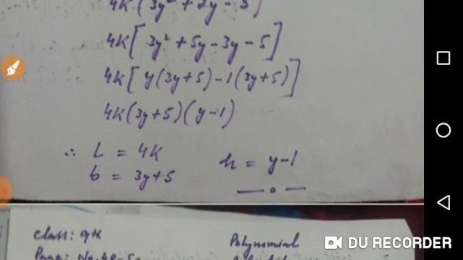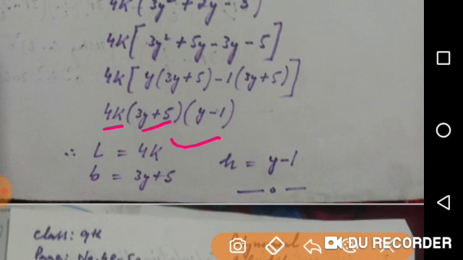Now since we have to get the dimensions, so length will be what? 4k. So 4k is our length. Breadth will be 3y plus 5. Okay, and the third dimension will be height, y minus 1. So in this way you can get the dimensions of a cuboid. Hope you have understood. Now do all the questions of this exercise.